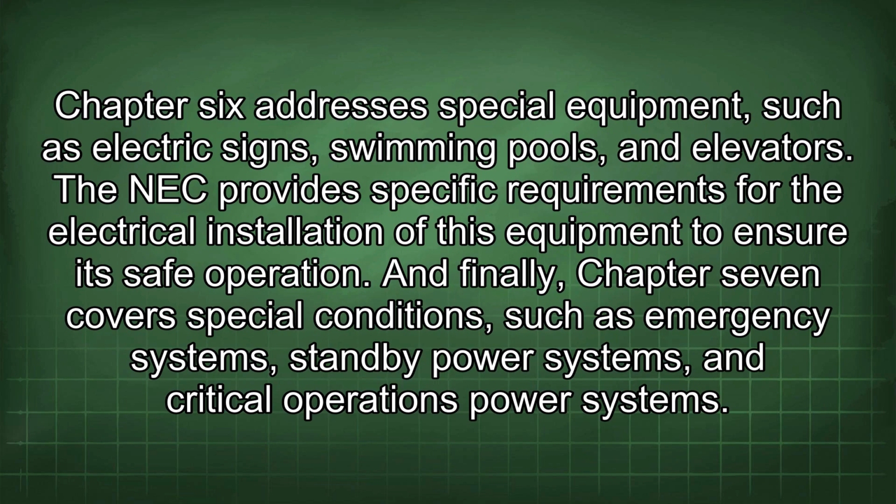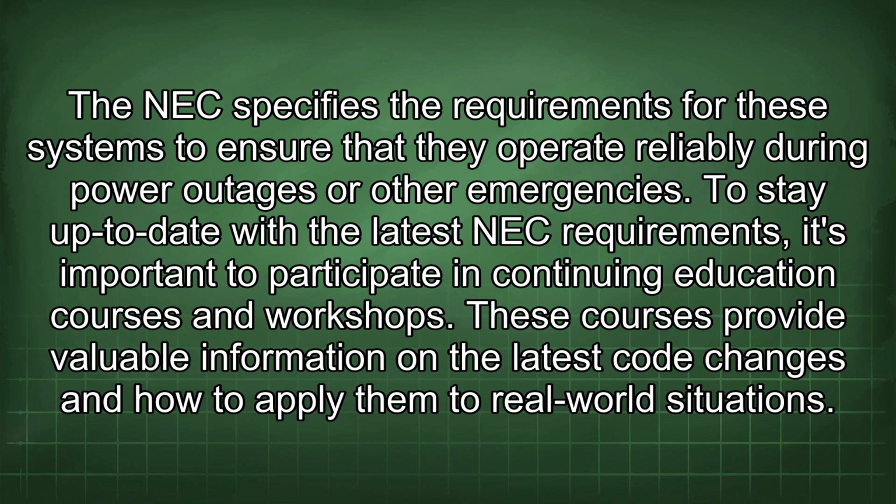Chapter 6 addresses special equipment, such as electric signs, swimming pools, and elevators. The NEC provides specific requirements for the electrical installation of this equipment to ensure its safe operation. And finally, Chapter 7 covers special conditions, such as emergency systems, standby power systems, and critical operations power systems. The NEC specifies the requirements for these systems to ensure that they operate reliably during power outages or other emergencies.